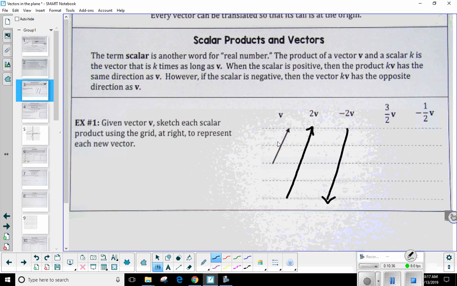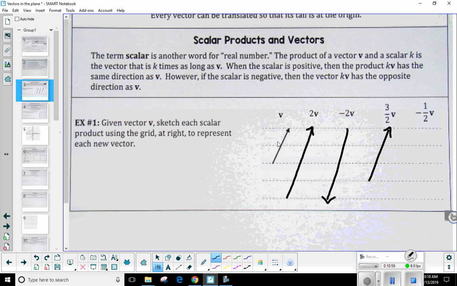Okay, so 3/2, would that be increasing or decreasing the magnitude? It'd be increasing, right? Even though it is a fraction, it is larger than 1. So probably something like this. Its direction would not change because it's not a negative 3/2. So basically 1.5 times what the original length was.